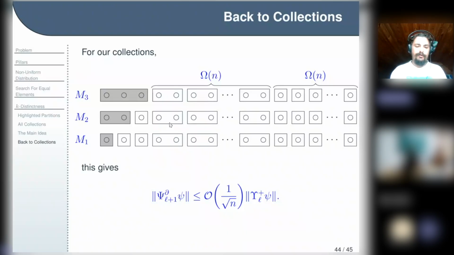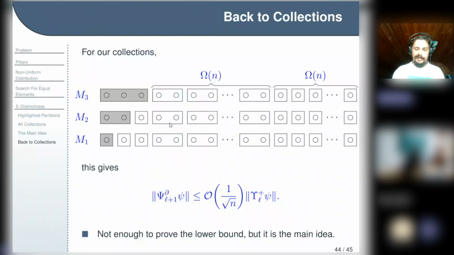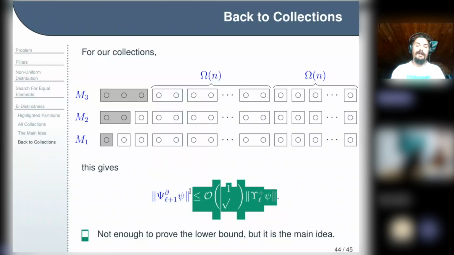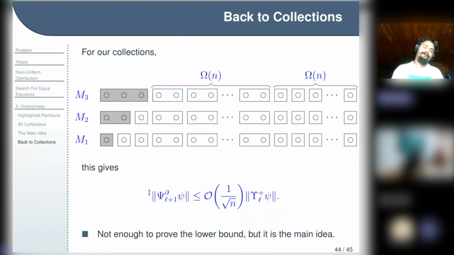Then this is not enough to prove the lower bound yet. I don't have the time to explain why, but building on this idea and using some additional stuff, you can show the lower bound. Essentially, the main idea of the k-Distinctness lower bound is this recurrence that bounds the knowledge gain of the next level by 1 over square root of n times the knowledge on the previous level. This part is not really complicated, but there is some additional work you have to do. Okay, and so thank you.